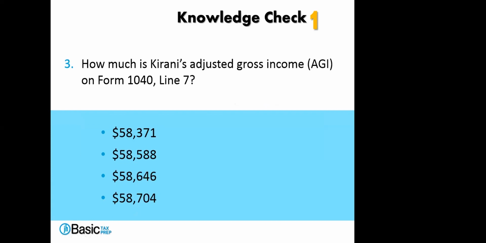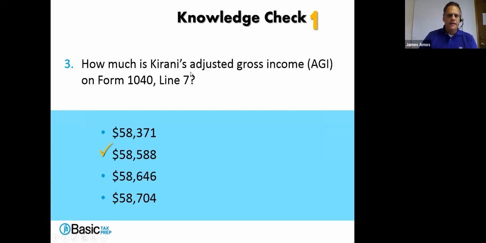58,588. That's right, and that's the one I was thinking of. Line 7 of the 1040 says adjusted gross income. Remember, on Schedule 1 you calculate any adjustments, and then you subtract it from the amount on line 6. And that's how she got the answer. Okay?